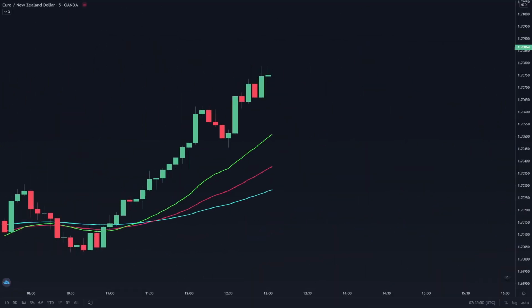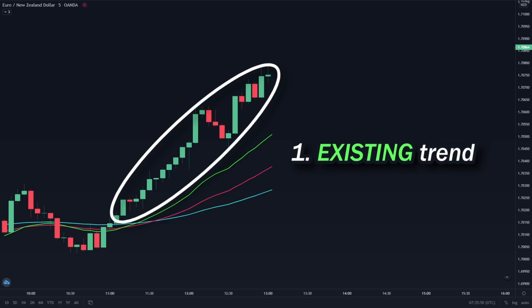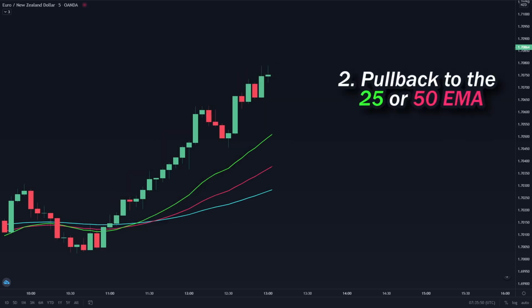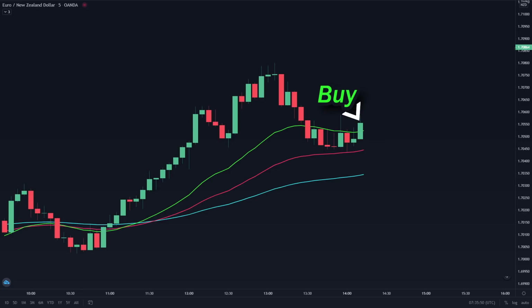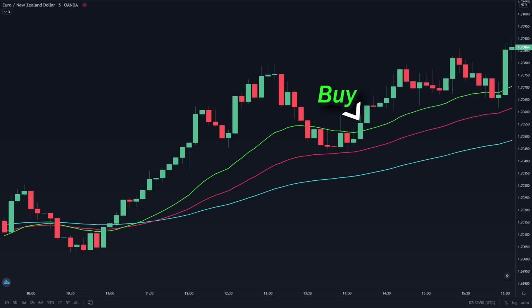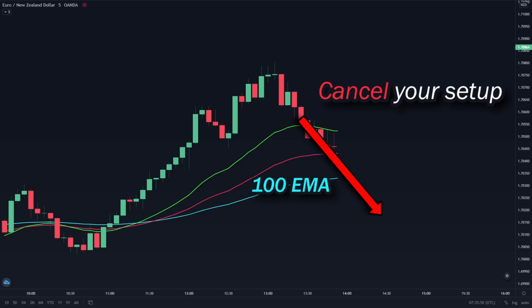So in this chart, we have spotted an existing uptrend as shown by the three EMAs. All of them are heading upwards while the candles are above them. Next, you want to wait for the price to make a pullback towards the 25 or 50 EMA. And so this will act as our entry setup. The next step is to wait for the price to pull back to the 25 EMA again. Once this happens, you take a buy position here. However, if the price instead went down and broke below the 100 EMA, you want to cancel your whole setup and look for other trade opportunities, because this may indicate that the trend is changing.